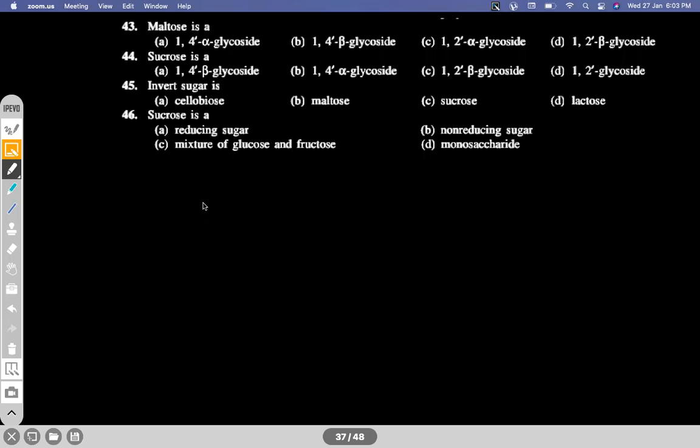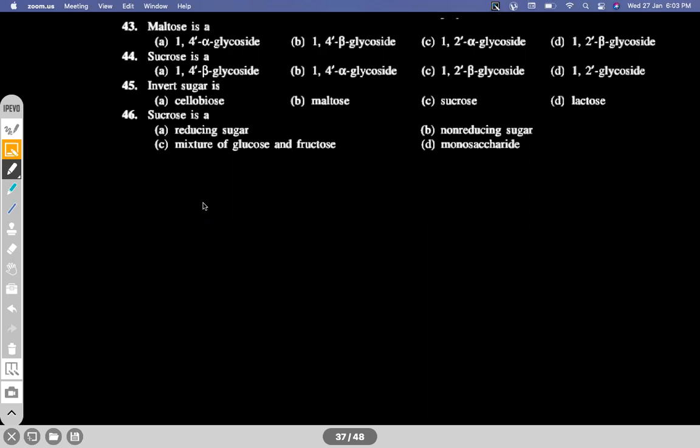If you think of sucrose, what is the monomer we have in sucrose? So alpha or beta form. Alpha glucose, beta fructose. So that you cannot change. Alpha of glucose and beta of fructose.